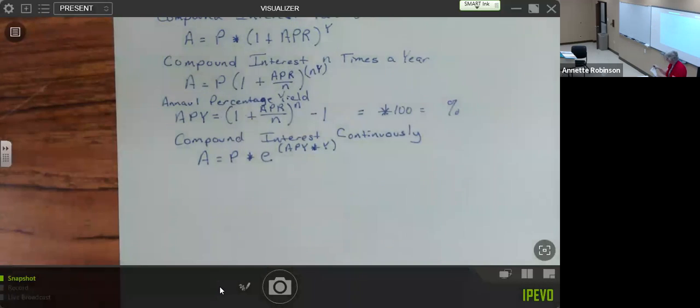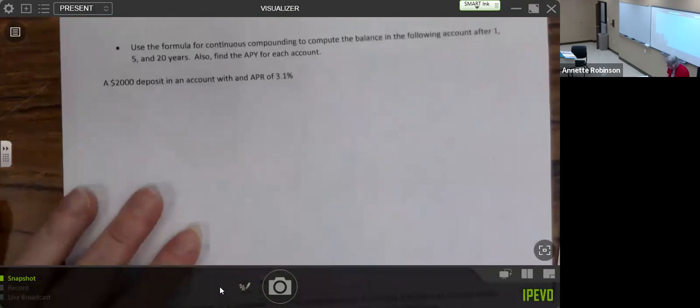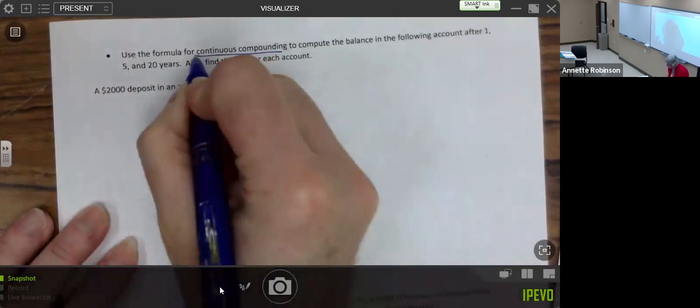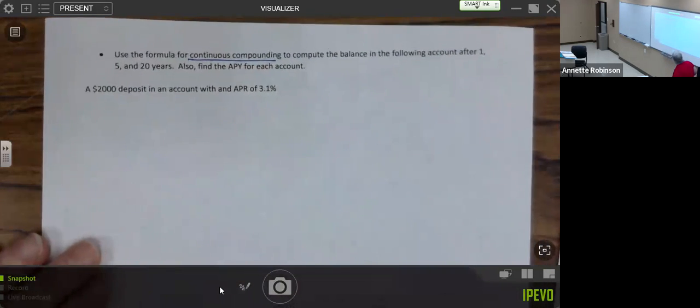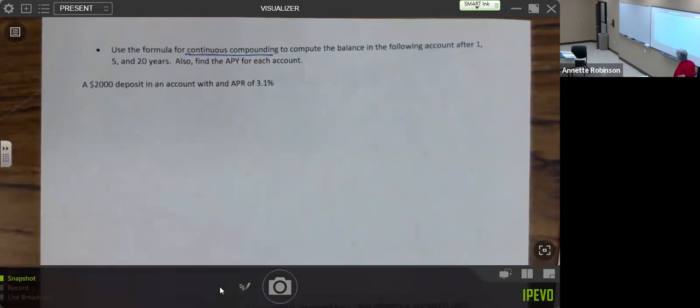We're on page 86. Use the formula for continuously compounding to compute the balance in the following account after 1, 5, and 20 years. Also find the APY, excuse me, for each account. Now, we're going to go ahead and set up the formulas for all of these, but then I'm going to show you how you can cut and paste with your calculator.